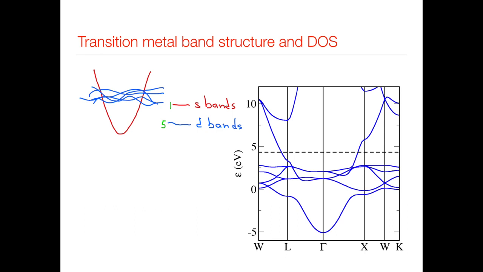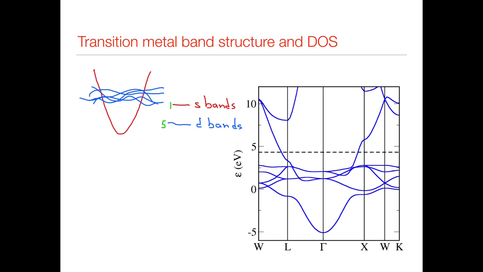So that is my very crude schematic of a transition metal 3D band structure. What we have is the S states are very much more delocalized in the material, so they are very much like a free electron gas, so they're very parabolic. The D states, the d orbitals, are much more localized in a material, and localized states means bands that are very flat.